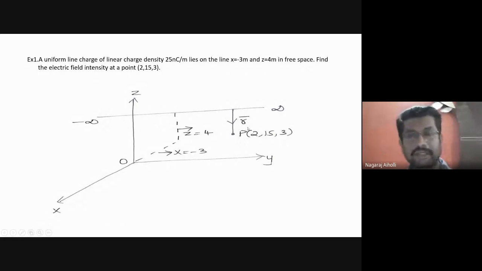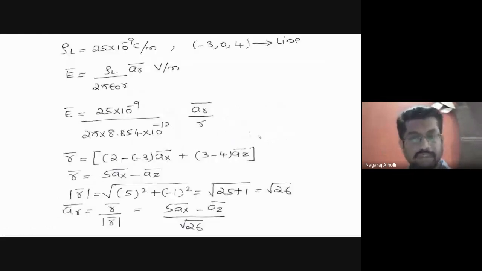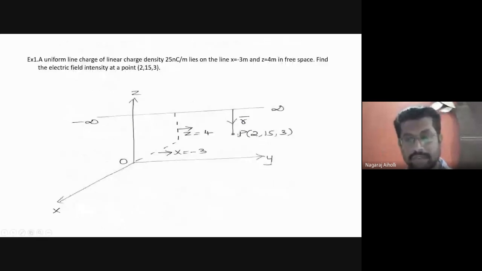That distance R bar is given by the point P coordinates, which are 2, 15, 3, the destination, minus the source. Therefore, we have to take the difference between the two. So we are writing the equation 2 minus of minus 3. The coordinates of the point P are 2, 15, 3, whereas the coordinates of the line charge are minus 3, 0, 4. Take the difference between the two.